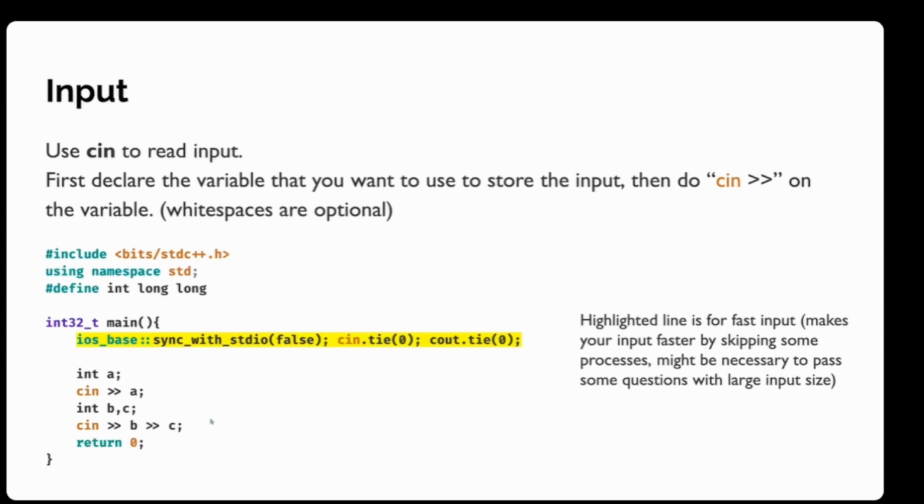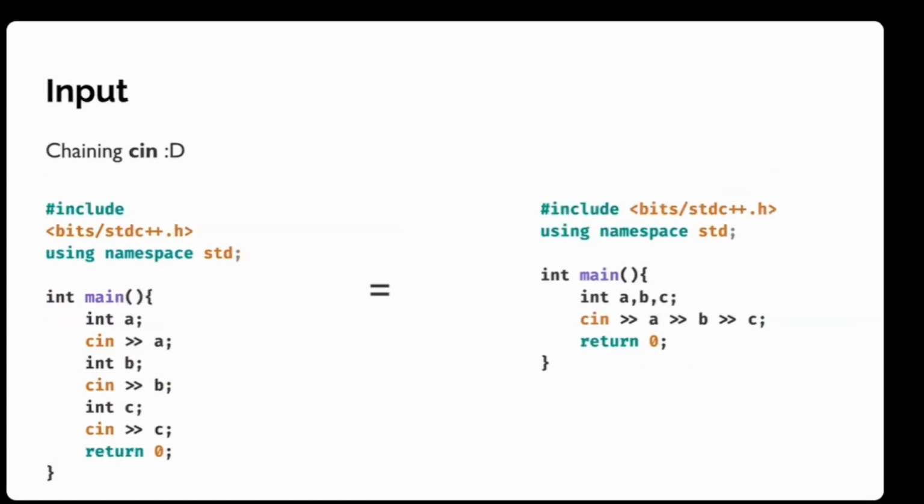Now the more important thing is this highlighted line of code, ios_base::sync_with_stdio and so on. This one is fast input. It makes your input faster by skipping some random processes. This one is quite important to pass some questions because some may have really big input sizes. So you want to have this line of code on basically every code you do in CP, just to make sure you don't TLE because your input was too slow, which is quite depressing. So yeah, like I said, you can change cin like this.